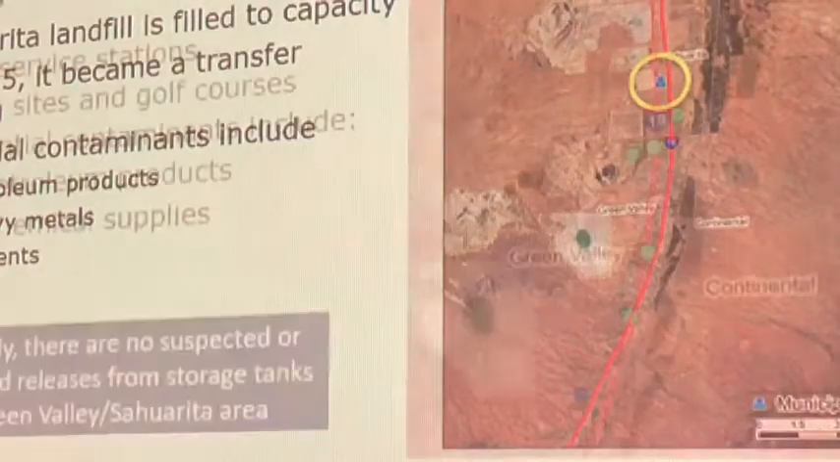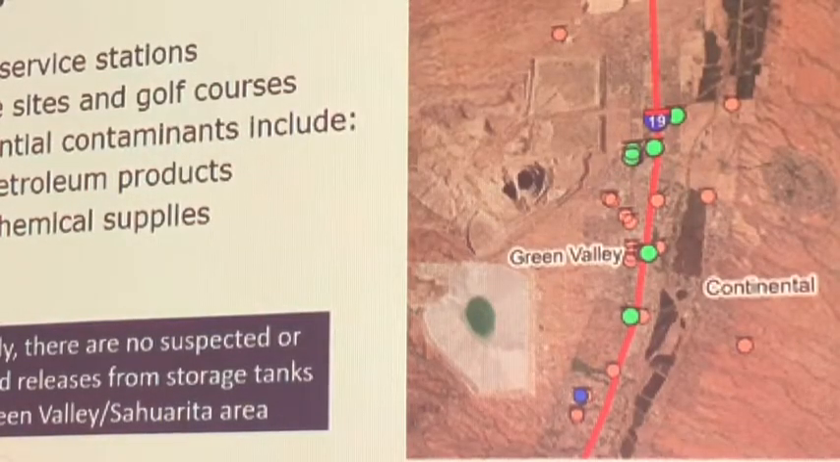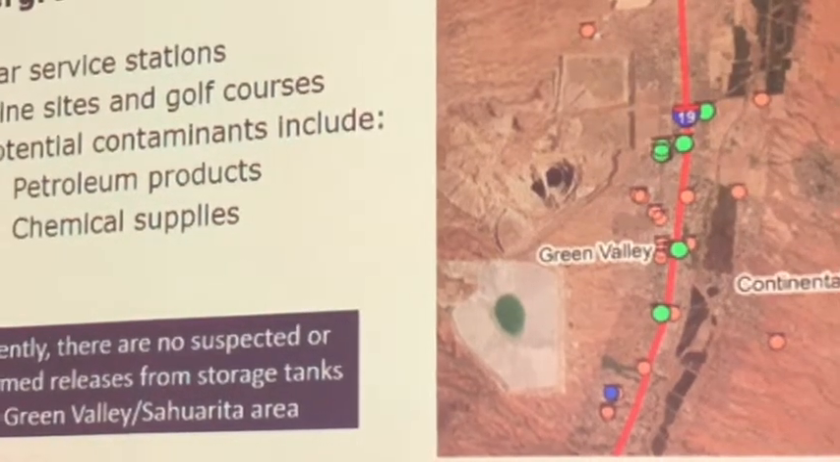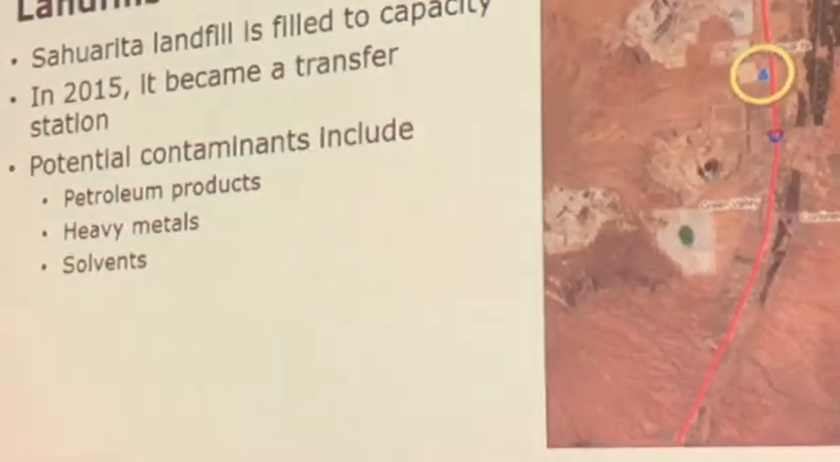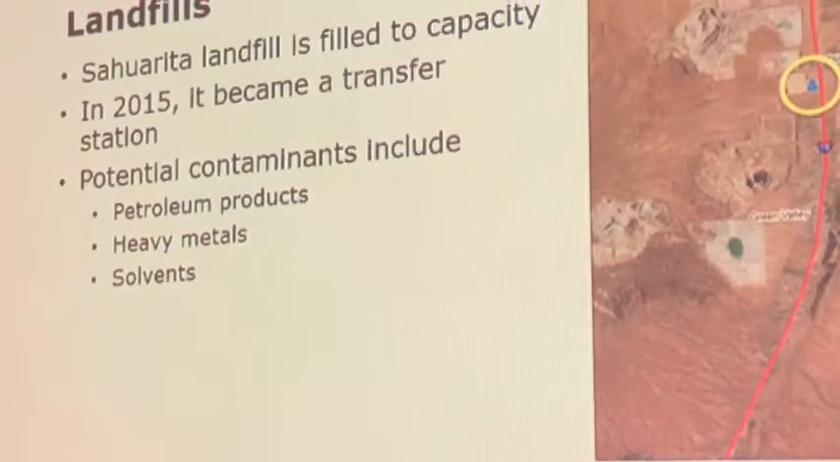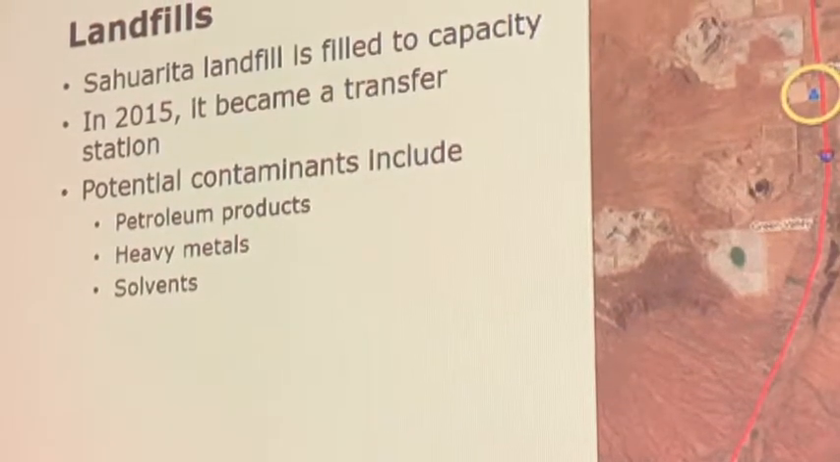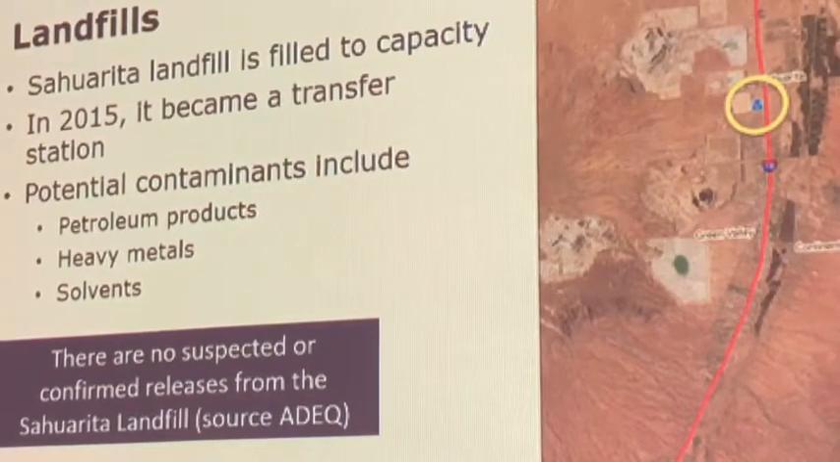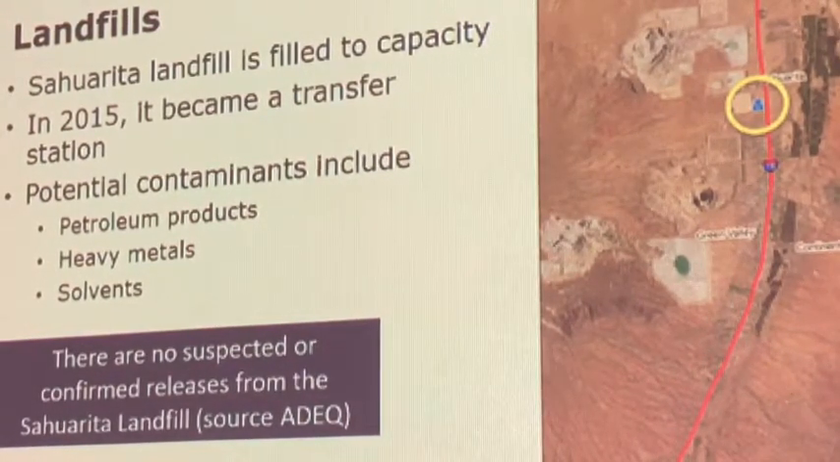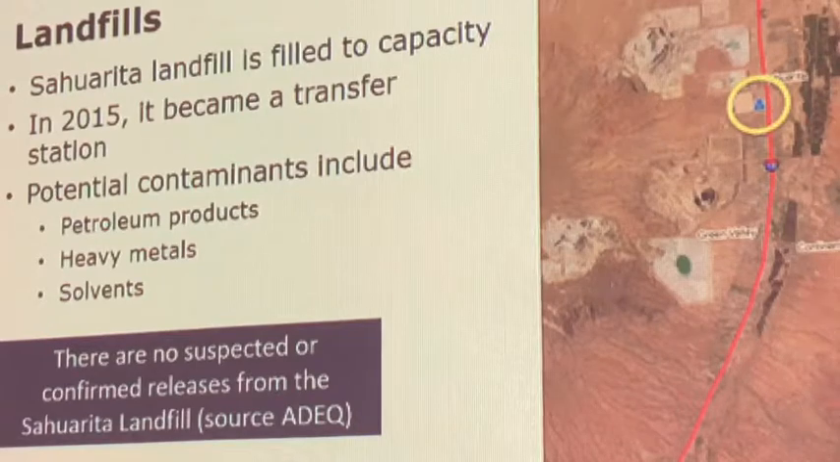Oh, did I read that? There are no suspected or confirmed releases from underground storage tanks. So it's really more something to be aware of. Landfills, you had a landfill, I put a big circle around it there. It became a transfer station in 2015. You could get petroleum products, heavy metals, solvents, but there's no confirmed or suspected releases from Sahuarita landfill.